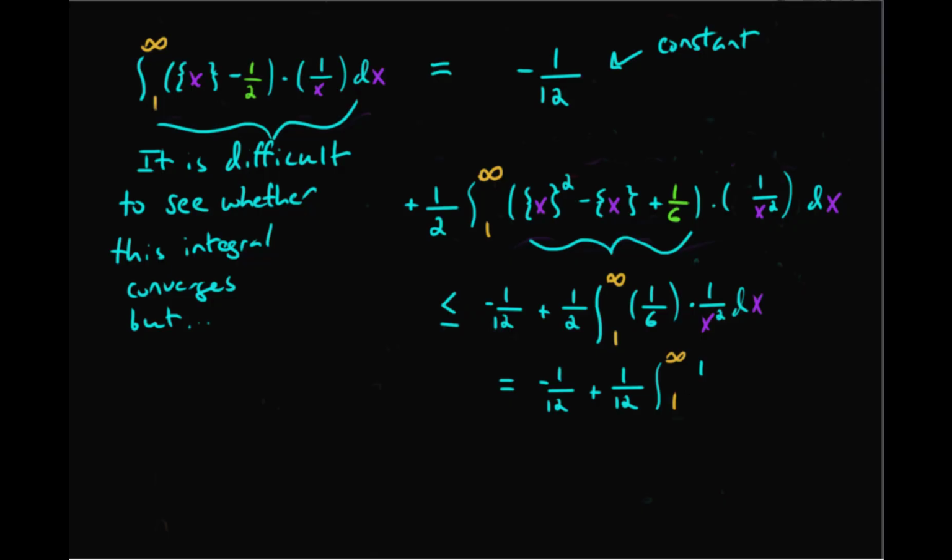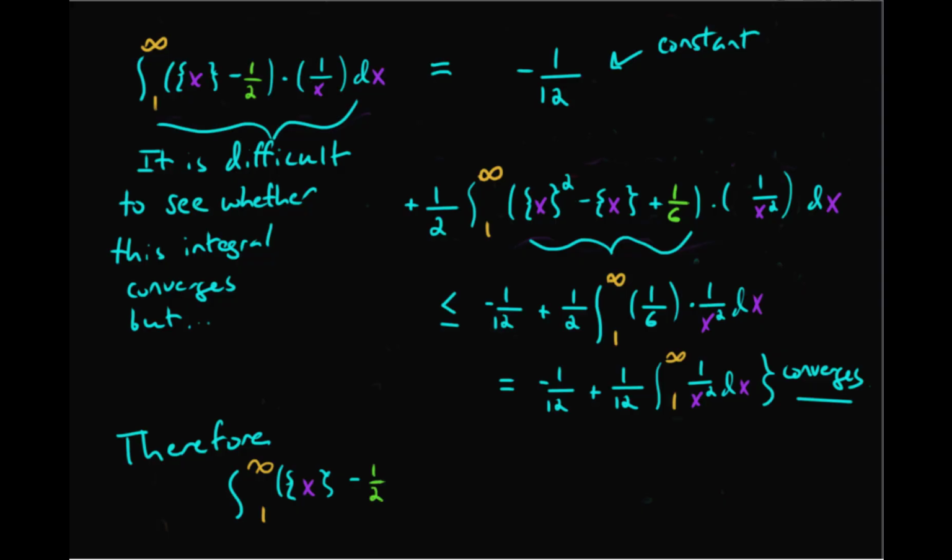Well, I can now pull that constant value 1/6 out of the integral, so I have that this expression on the right equals -1/12 plus 1/2 times 1/6, which is 1/12, times the integral from 1 to infinity of 1 over x squared dx, and the integral of 1 over x squared dx from 1 to infinity converges. So I know that if the right-hand side of the equation is bounded by a finite quantity, the constant -1/12 plus 1/12 times the integral from 1 to infinity of 1 over x squared dx, then I know that the left-hand side of the equation, which is just this integral, the integral of the fractional part of x minus 1/2 times 1 over x dx, evaluated from 1 to infinity, must also converge.